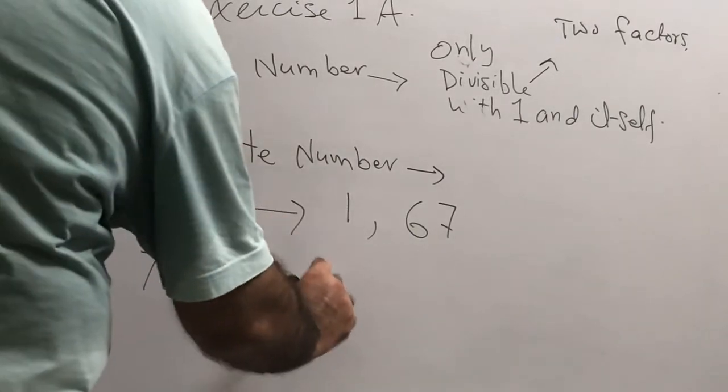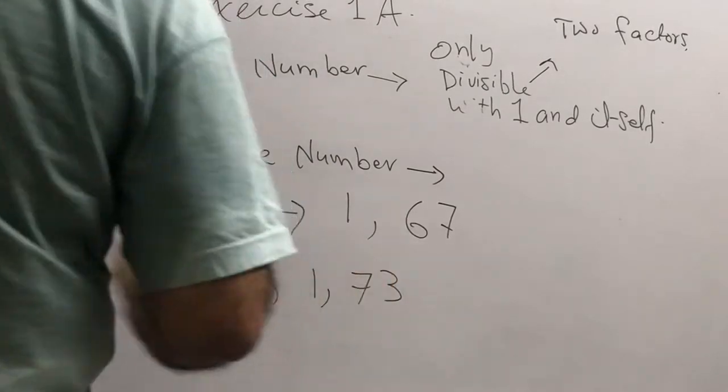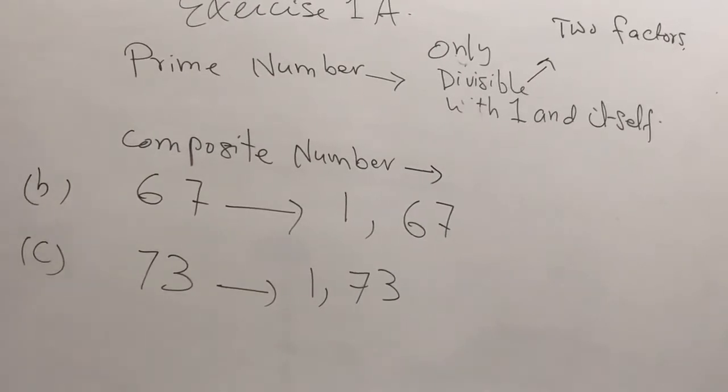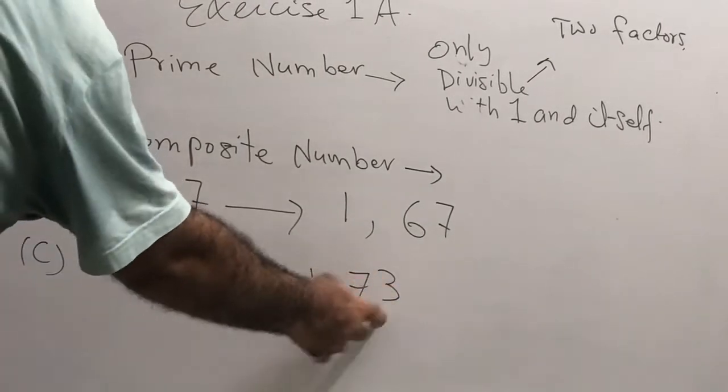It is also only divisible by 1 and 73. Okay, it has only 2 factors, 1 and 73. It cannot be divided with any other number, so it is also a prime number, divisible by 1 and divisible by itself.